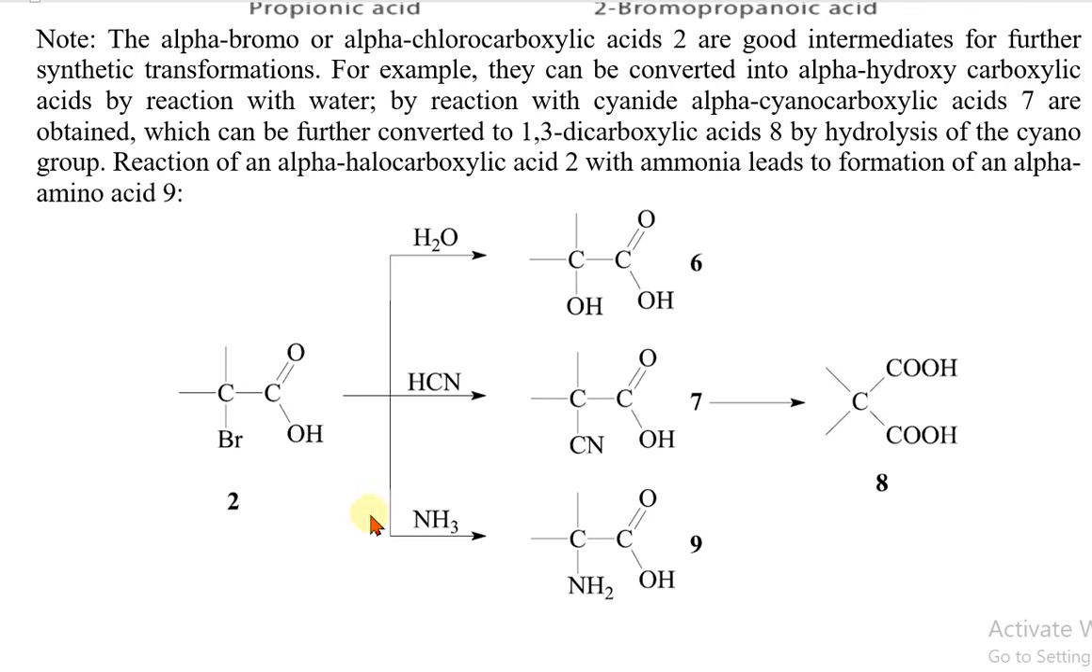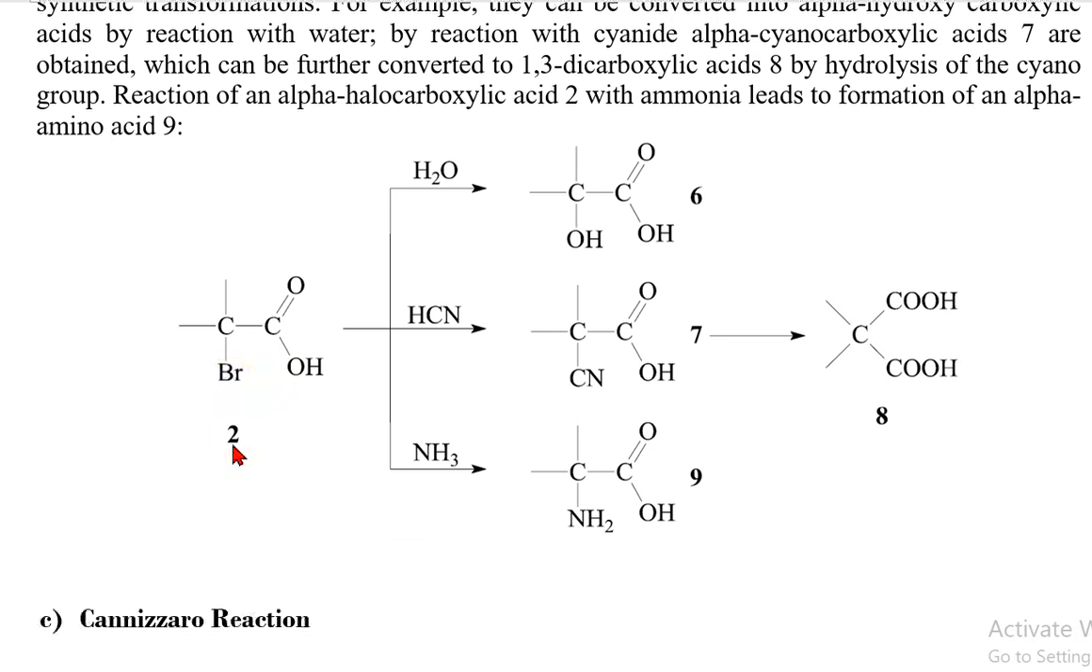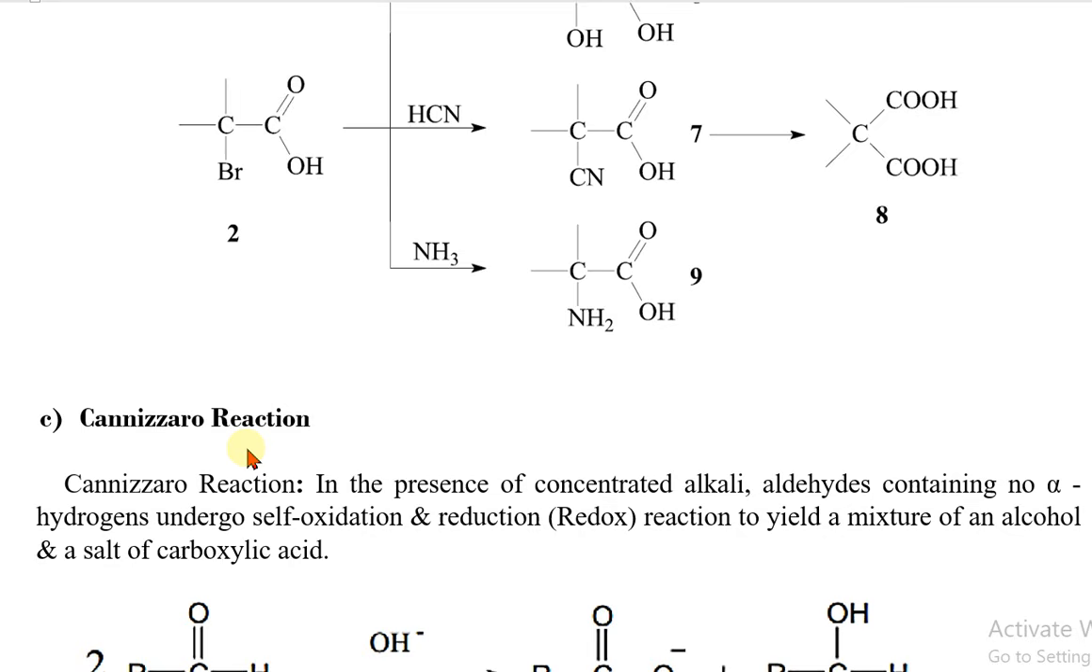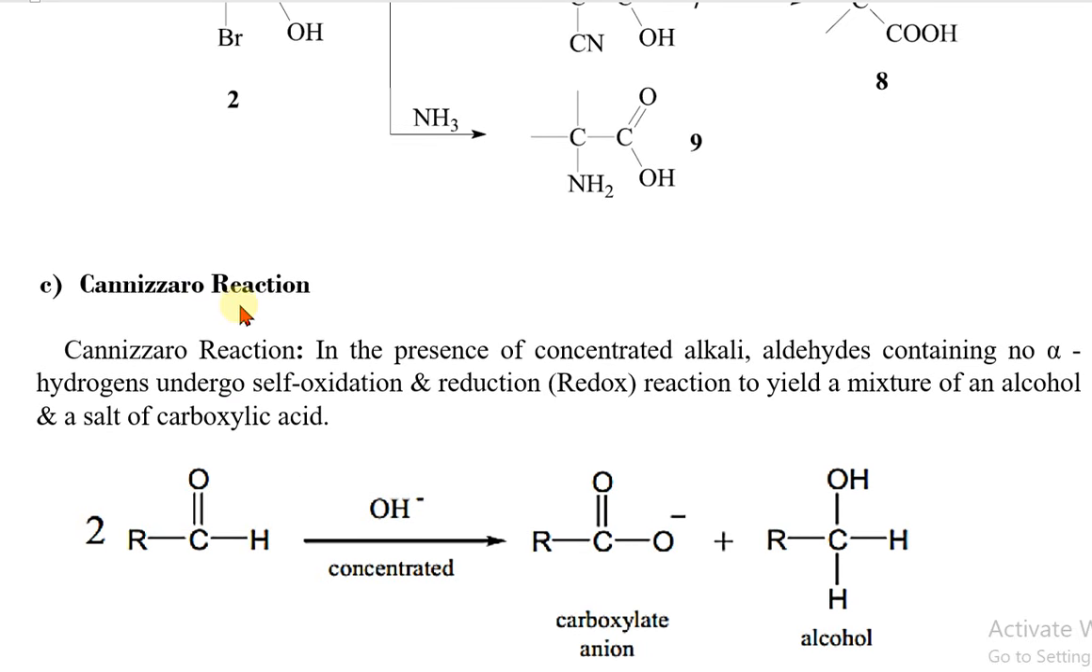It can also react with ammonia to form an alpha amino acid. This alpha amino acid, you know, the amino acids are also important to build the DNA or RNA in the body. So the amino acid is important, and for this reason this type of compound is important in organic reactions. So the Cannizzaro reaction also is related to the aldol reaction here.